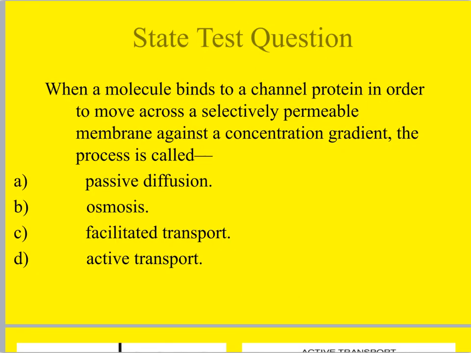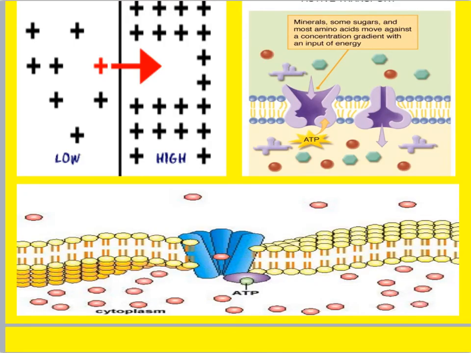When a molecule binds to a channel protein in order to move across a selectively permeable membrane against a concentration gradient, the process is called what? Well, hopefully you remembered against is active transport. These are all types of passive transport, so typically, they would not be your answer. So this is active transport.